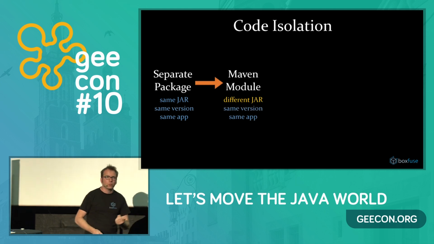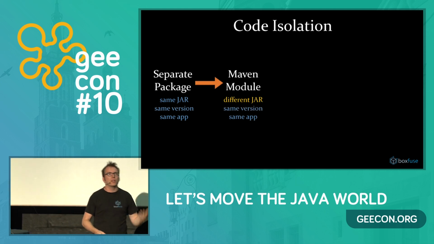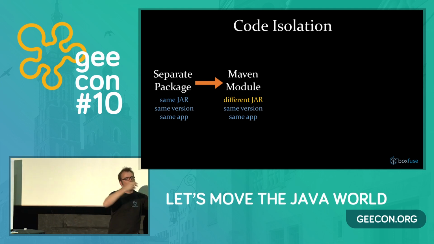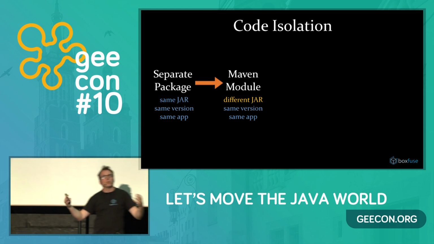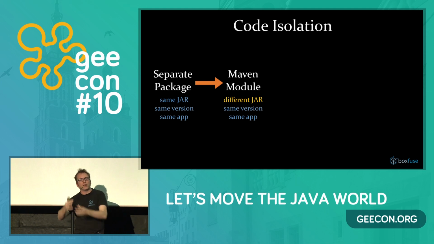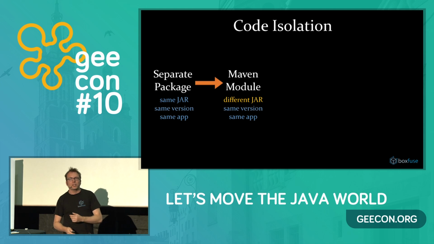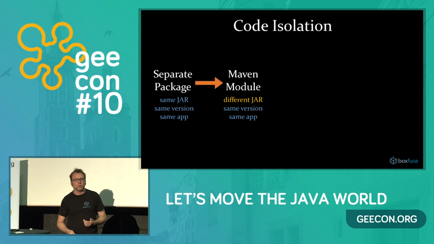The next step up that you could do is use your build tool, like Maven or Gradle, where you would use a different Maven module for each actual module in your application. This would produce a different jar. It would still be part of the same top-down build with the same version, and it would end up in the same application at the end. But you do already have the possibility to separate things a little bit further there.